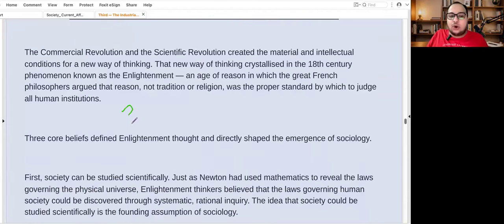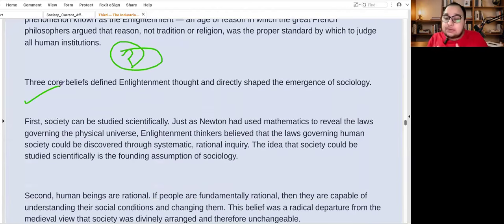Now, there were three core beliefs of this Enlightenment period. The first is that society can be studied scientifically. Just as Newton used mathematics to reveal the laws governing the physical universe, the gravity, Enlightenment thinkers believed that the laws governing human society could be discovered through rational inquiry. The idea that society can also be studied scientifically.